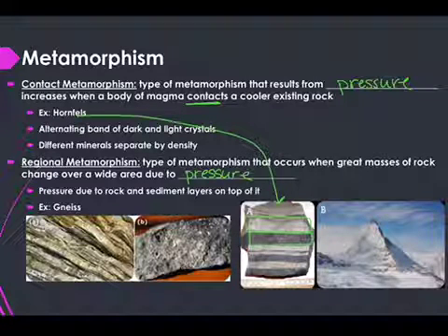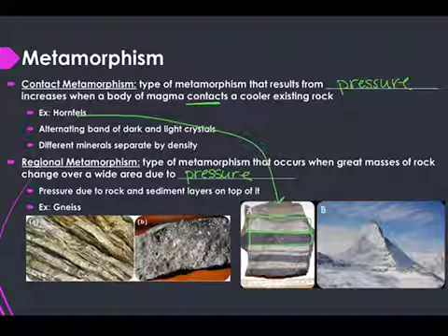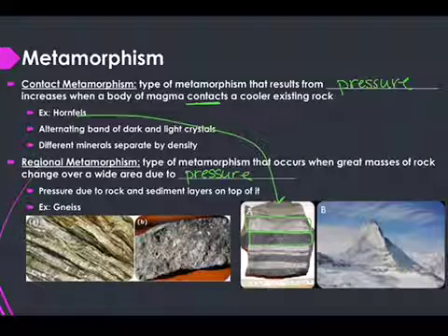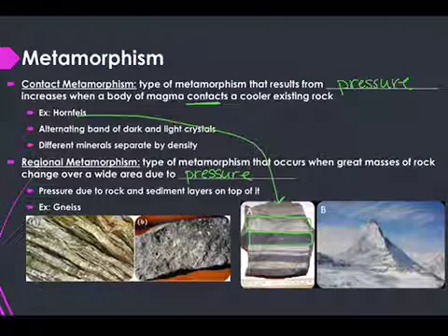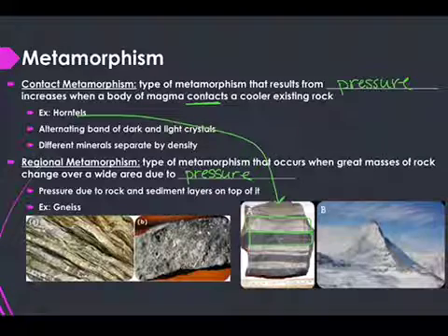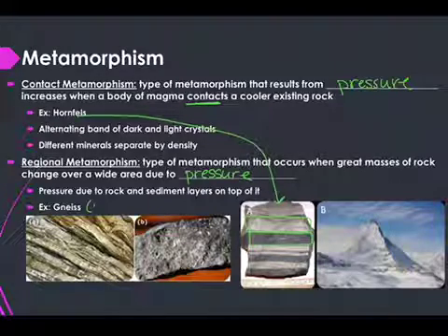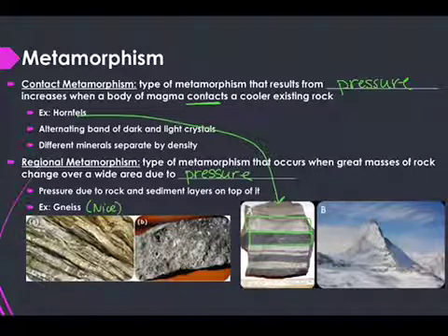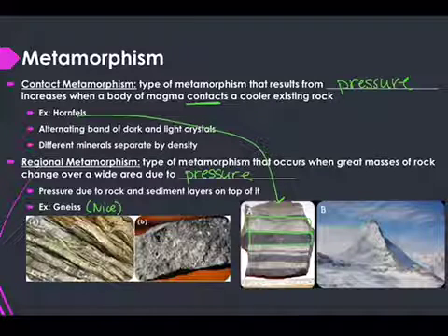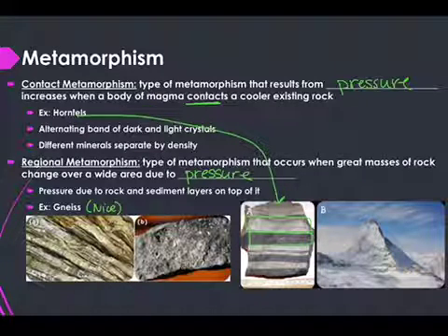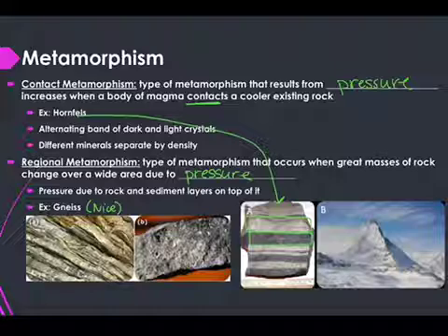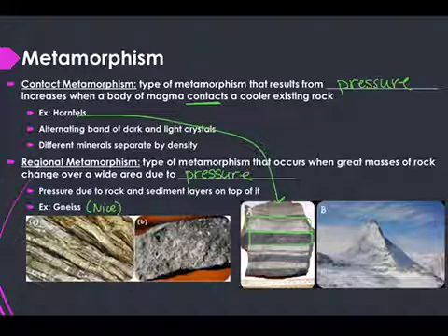So the pressure is due to the rock and sediment layers above it, and our example here is a rock that is called gneiss, and the G is silent, so we say this word as gneiss. So a little conversation about these pictures. So we talked about the hornfels, and the hornfels created this structure.